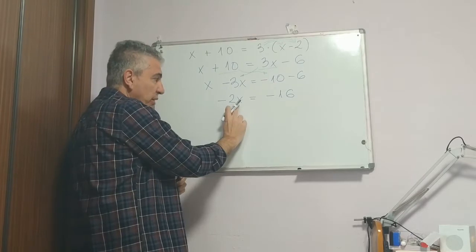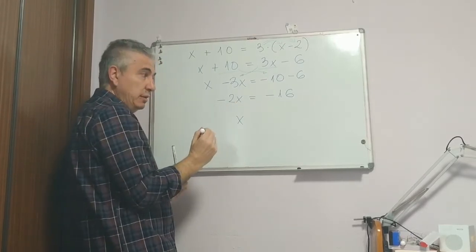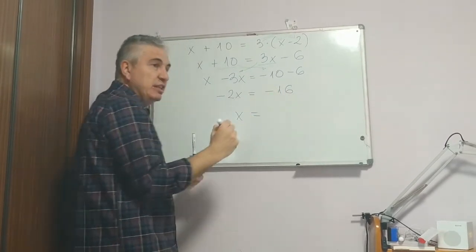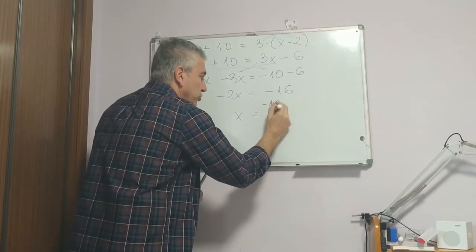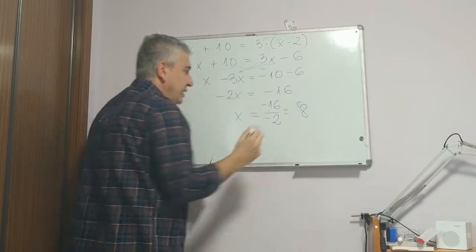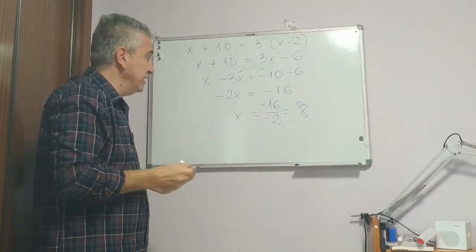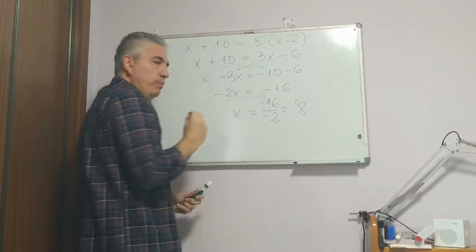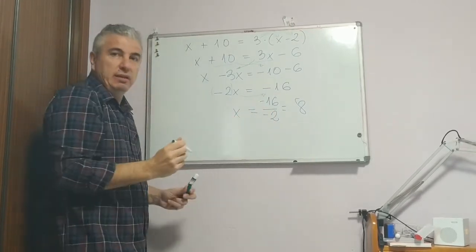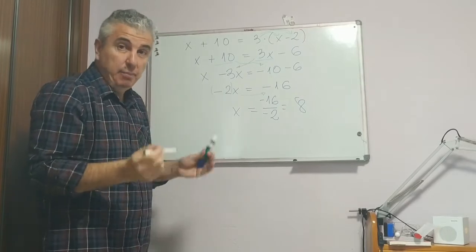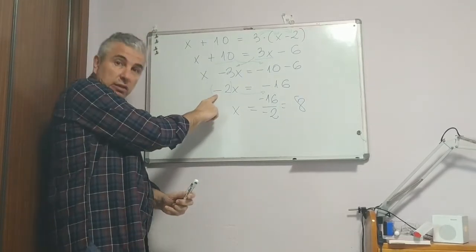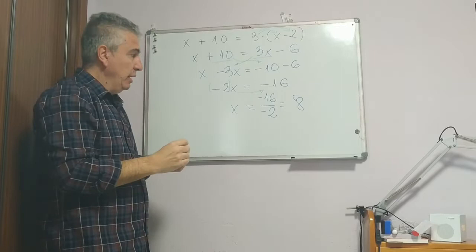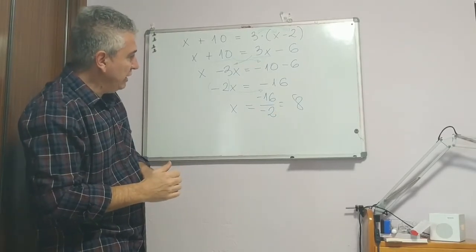When you divide this member by negative 2, you have x, because minus 2x divided by negative 2 is x. And negative 16 divided by negative 2 equals 8. Some people explain this by saying, okay, this negative 2 that is multiplying the x changes to the right member of the equation by dividing the number minus 16, which is not bad. But I repeat, what you really do is divide both members of the equation by the same number, getting an equivalent equation. Okay, now we get the solution, x equals 8.